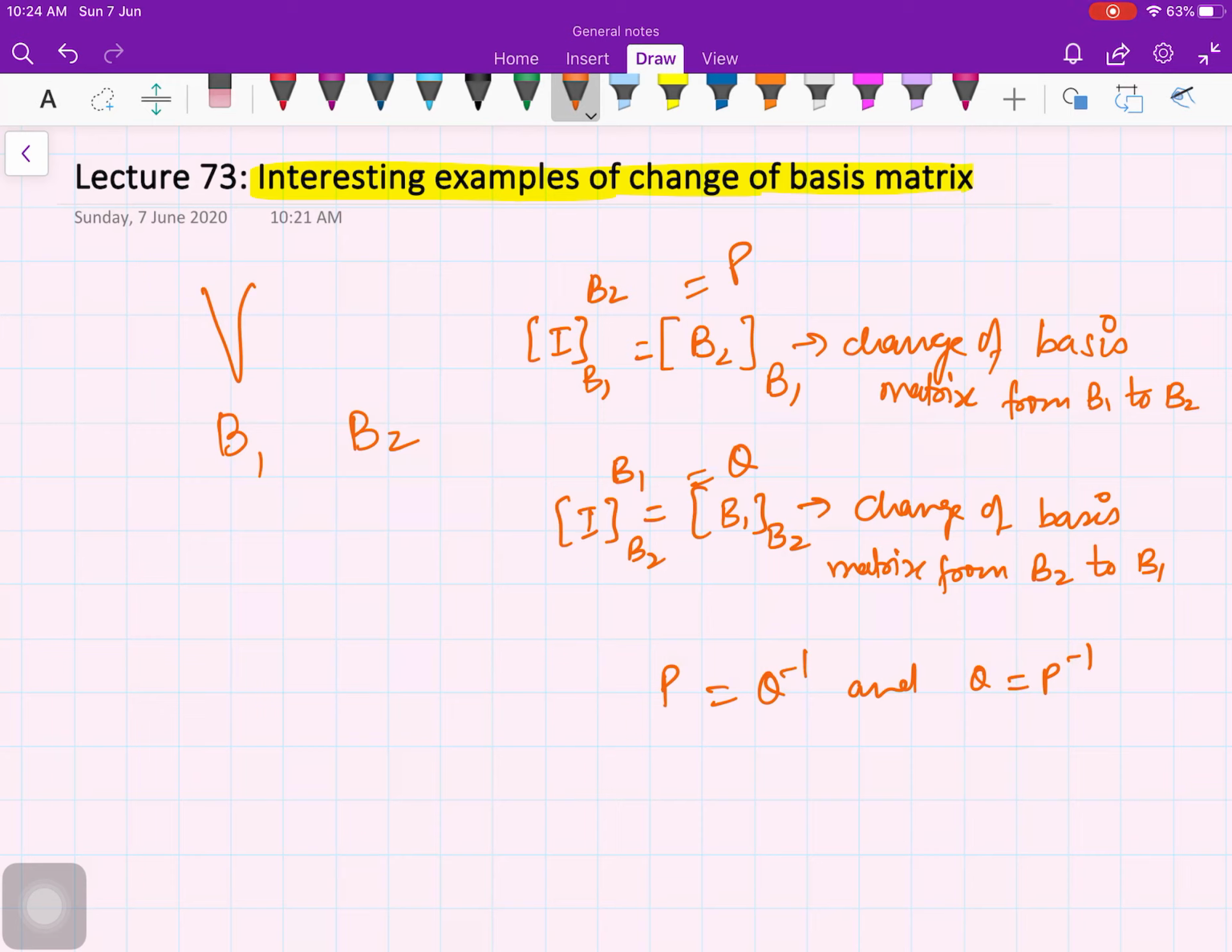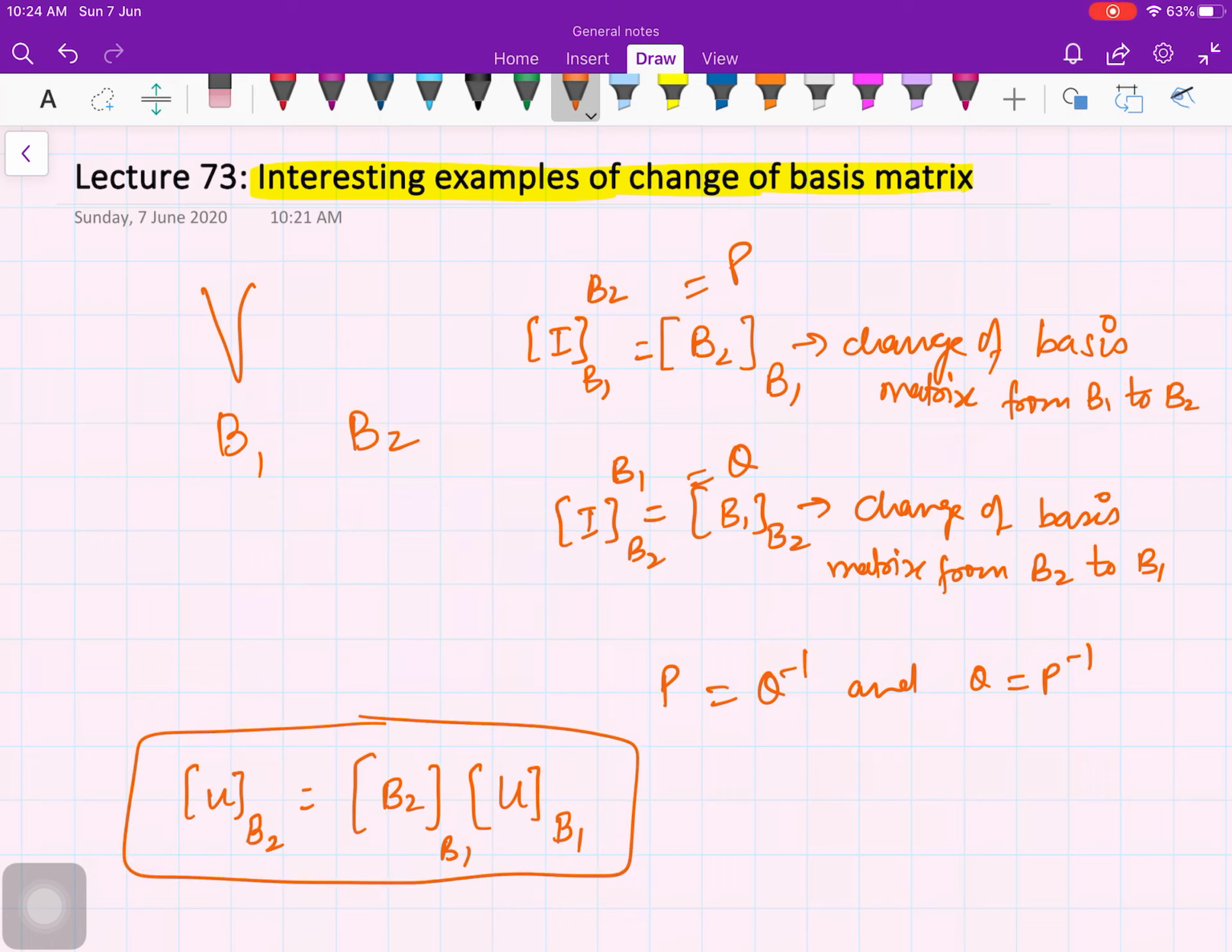This is what we have already seen, and further we also saw that if you have the coordinates of a vector u with respect to the basis b1 and you multiply it with the change of basis matrix, you will get the coordinates of the vector u with respect to the basis b2. So this is an important result which is what we have already seen. So these are the results which you will use for solving your problems and for solving the questions in the exam.